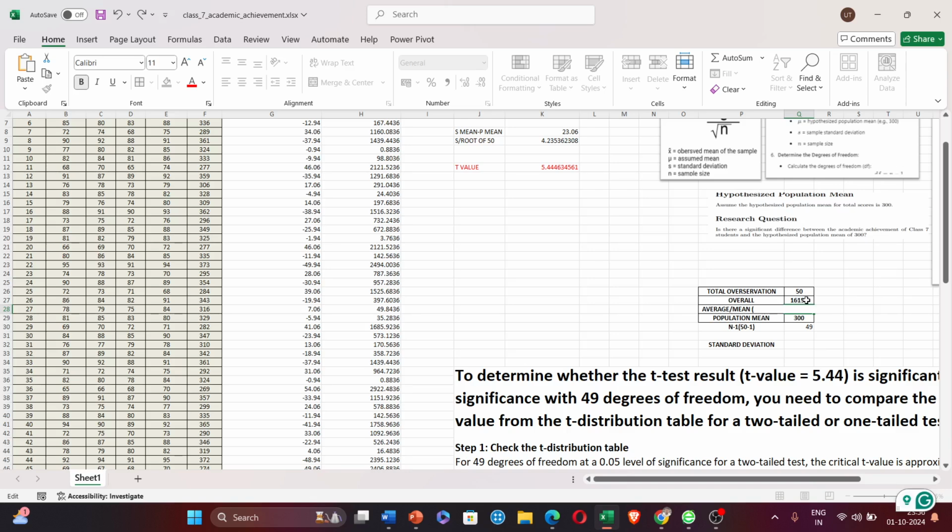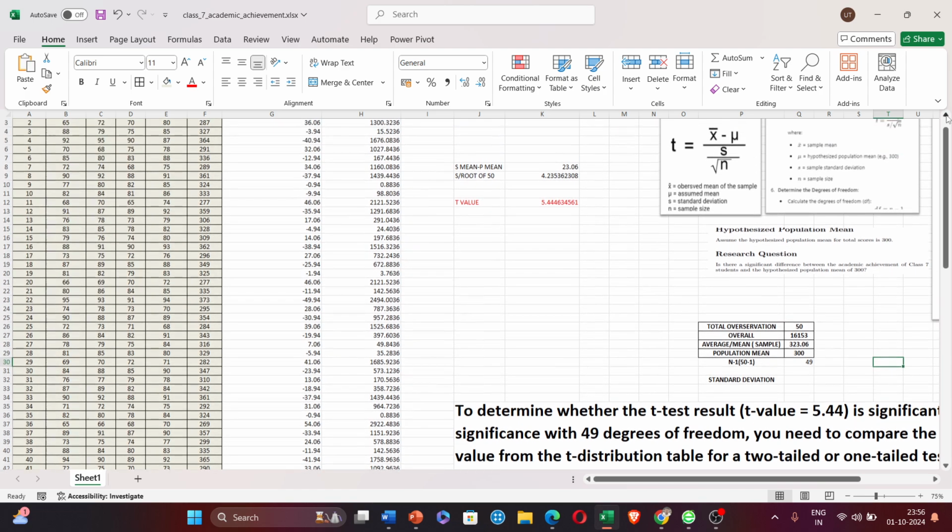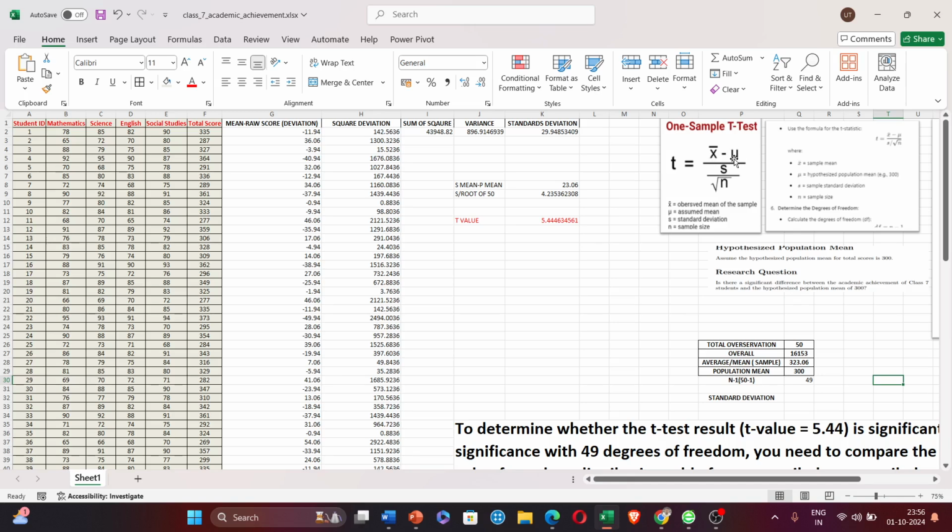This is my overall sum divided by 50. So I got the average of my sample. Now I have the average and mu. I already have 300 in the question. It is given, so I have 300.